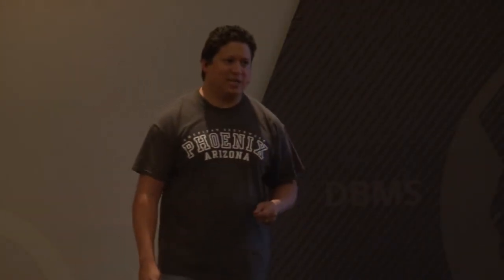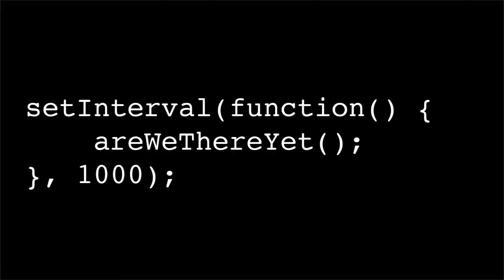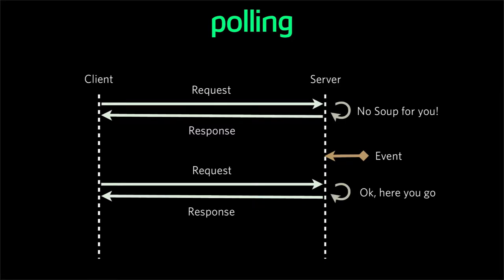So that was quick. Polling. Now this is the first legitimate technique that uses JavaScript to ask the server for something. And typically, we do it by asking repeatedly. Are we there yet? Where's my data? Where's my data? So it's a very simple technique. We use the setInterval function in JavaScript. setInterval basically says, run this function, are we there yet, every 1,000 milliseconds, or every second. And what you see is something like this.